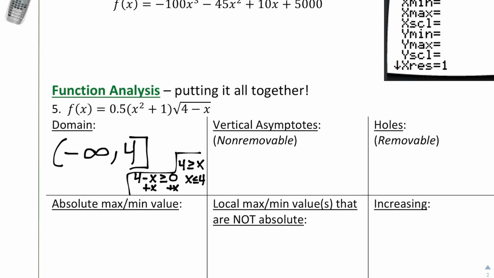If I can't divide by 0, then there are no vertical asymptotes and there are no holes, right? So think back to the last assignment that we did. If anything cancels, it's a hole. If any factors cancel, if they don't cancel and they're in the denominator, it would make a vertical asymptote.